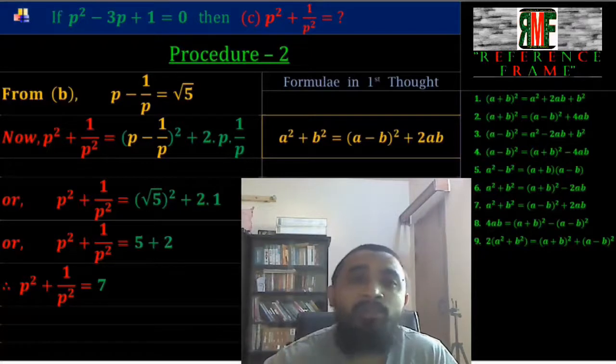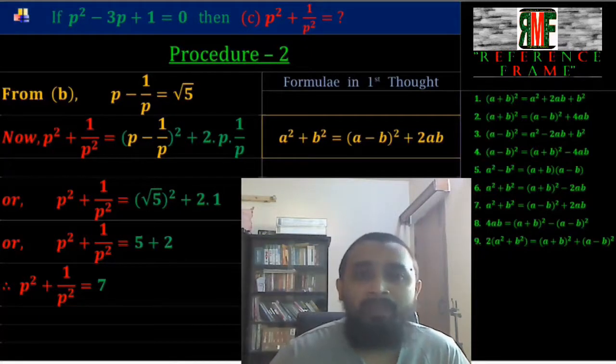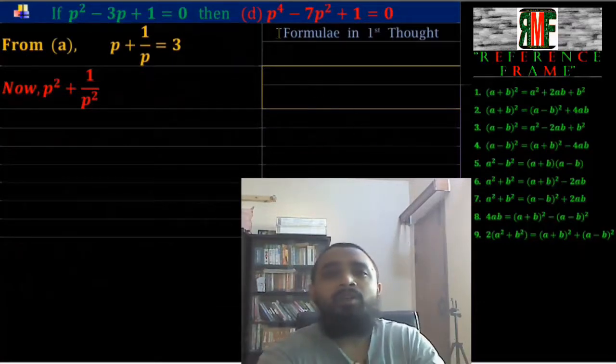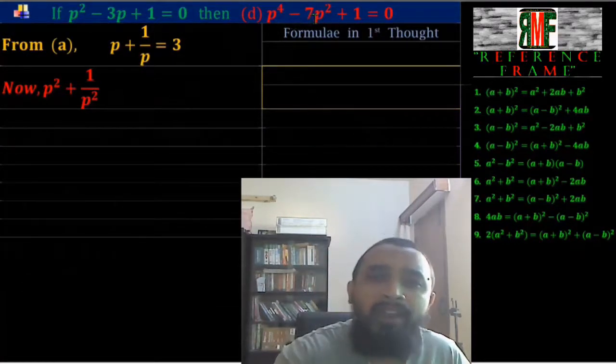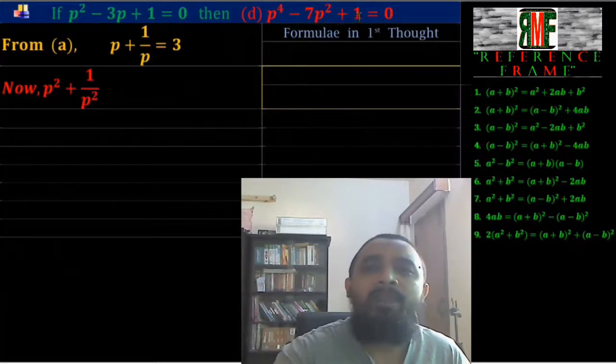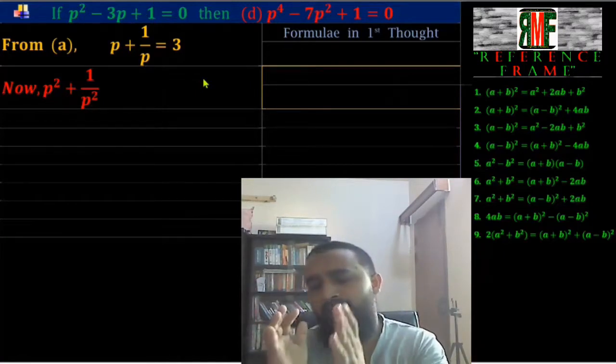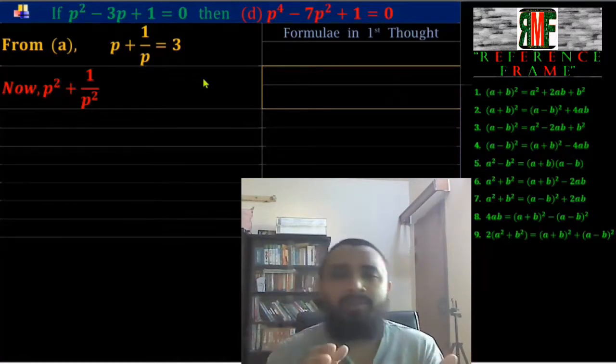Now we are moving into a more advanced level. Let us look at the question. Here, p to the power 4 minus 7p square plus 1 is equal to 0. The given information is the same as the previous one I told you. Here all you need to do is find the value of either p plus 1 over p or p minus 1 over p.